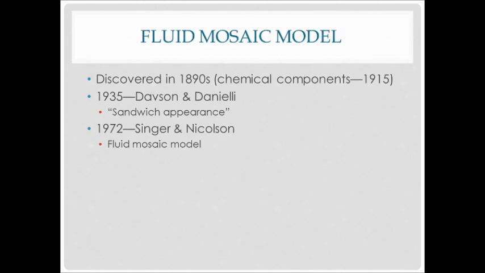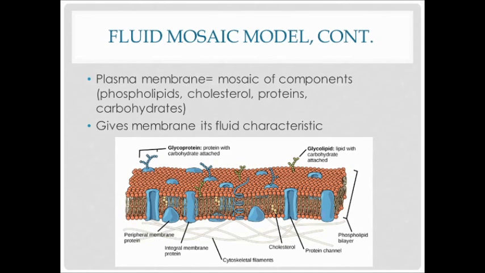So first we'll start off with the fluid mosaic model. It was discovered in the 1890s. Its chemical components were discovered in 1915. In 1935, Davson and Danielli based their model of the plasma membrane off of a railroad track appearance that they saw on electron micrographs. They determined from that the plasma membrane resembles a sandwich, which it kind of does. In 1972, Singer and Nicolson came up with the fluid mosaic model, and the fluid mosaic model is kind of what we use as a standard for what the plasma membrane is like today.